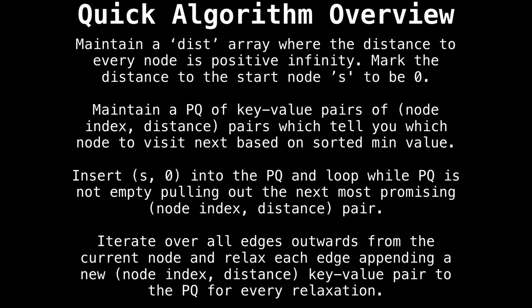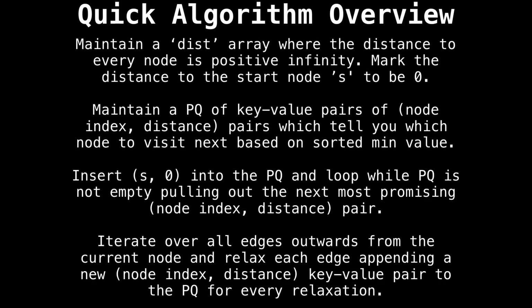Additionally, we'll also need to maintain a priority queue of key value pairs. The key value pairs will be node index distance pairs, which tell us which node to visit next based on a minimum sorted value. At the start of the algorithm, we will begin by inserting the key value pair s, 0 into the priority queue.